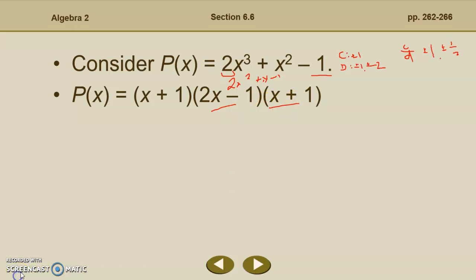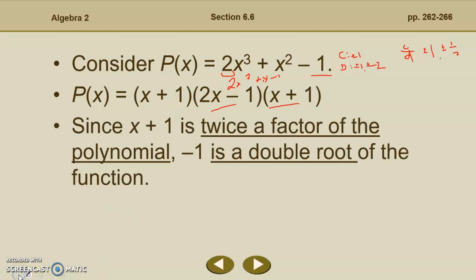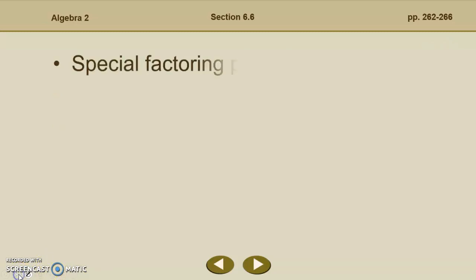Now, hopefully you'll notice that this x plus 1 is up here twice. So it's twice the factor of the polynomial. It is a double root of the function. We can also say that it has a multiplicity of 2, because it's going to be multiplied by itself twice.